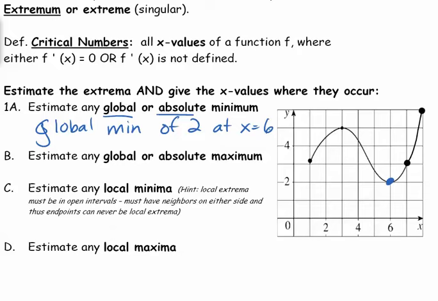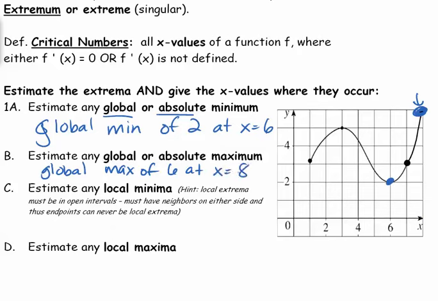And maximum can be at a closed endpoint. So right here is the highest y coordinate I see. So I would say that there is a global max of 6 at x equals 8.